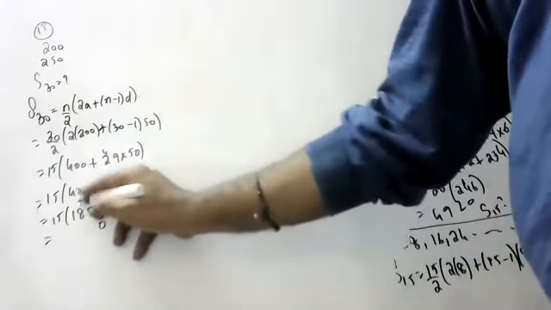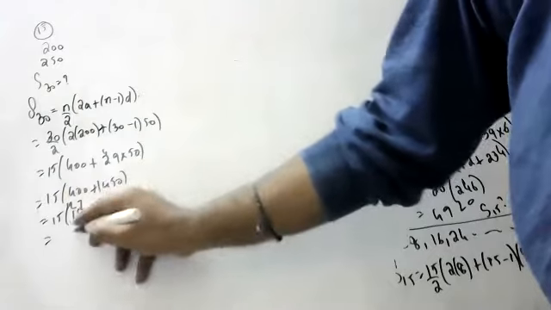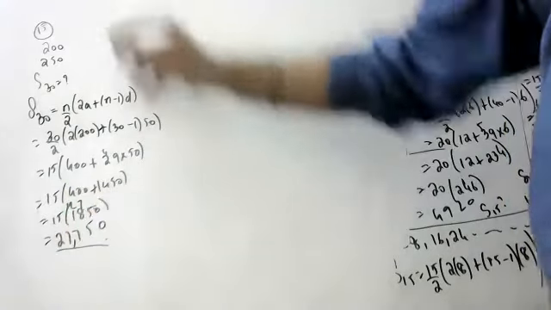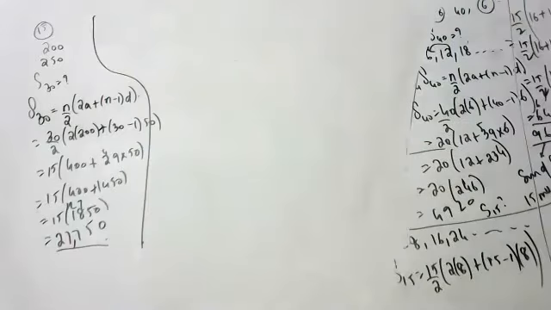So 15 into 1850 is 27750 rupees you have to pay, children. Okay, 27750. Very good.